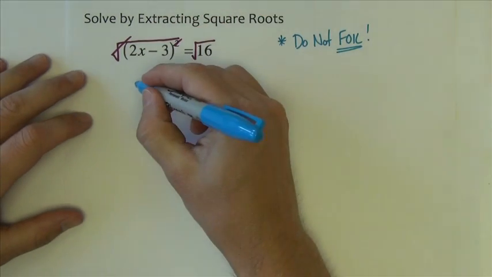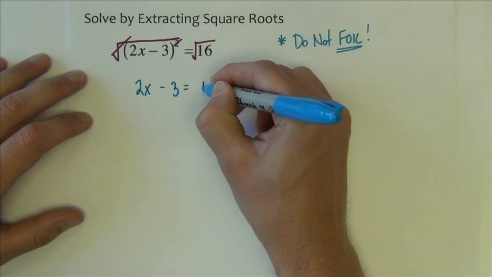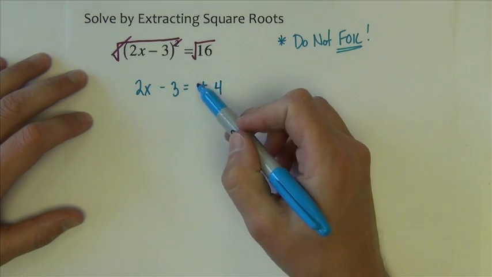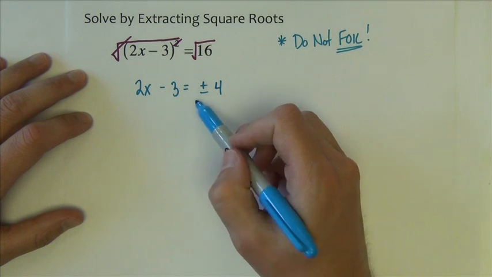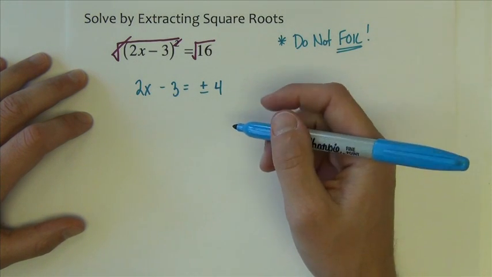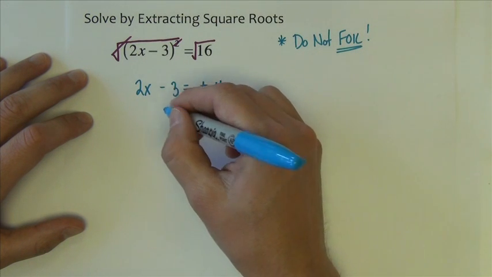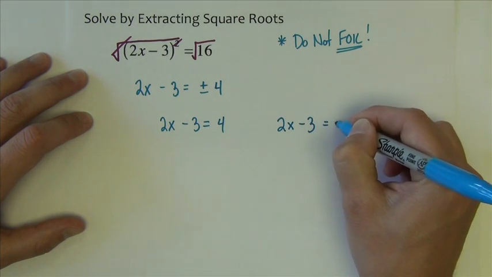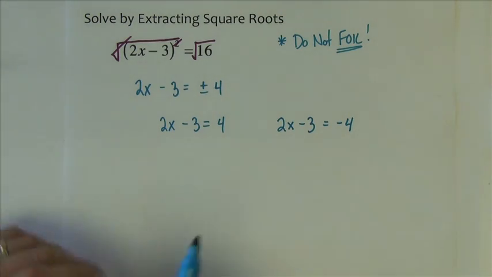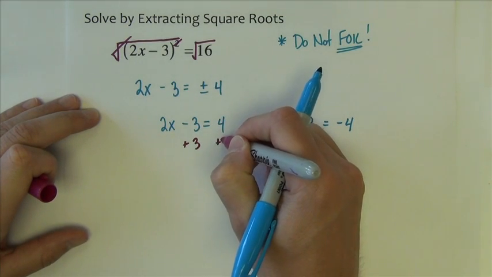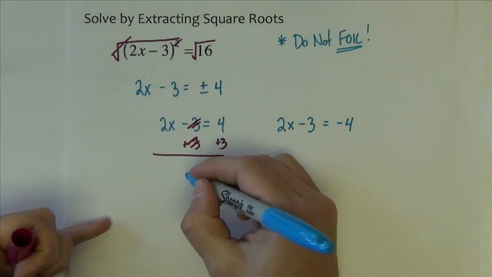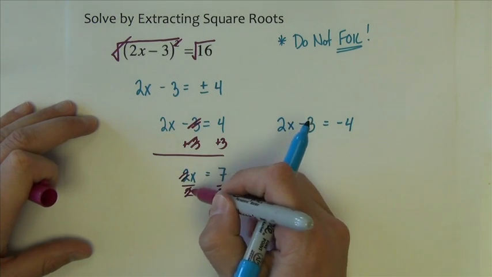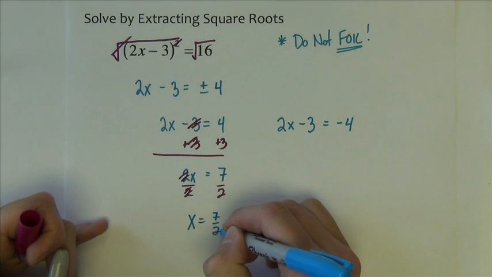The result is that we have 2x minus 3 equals plus or minus 4. Now, since we have the plus and minus sign, I need to continue to do steps to move the 3, move the 2. It'd probably be best at this point to split this up into two problems. To solve now, 2x minus 3 equals 4, and 2x minus 3 equals negative 4. Both of them are going to have the same steps. I'm going to add 3 to both sides, giving me 2x equals 7, divide by 2, giving me x equals 7/2.